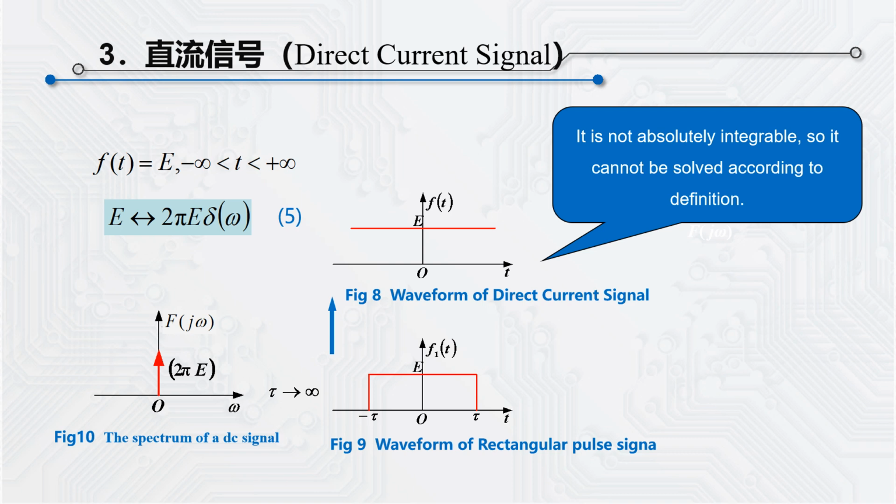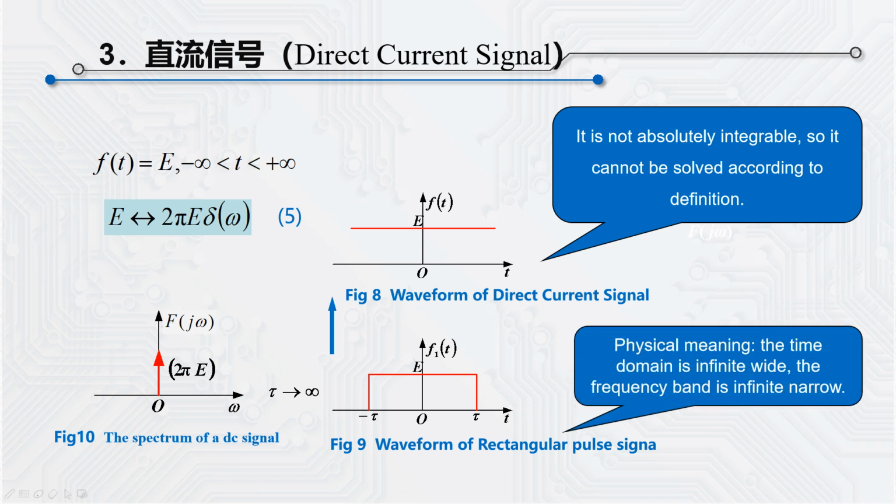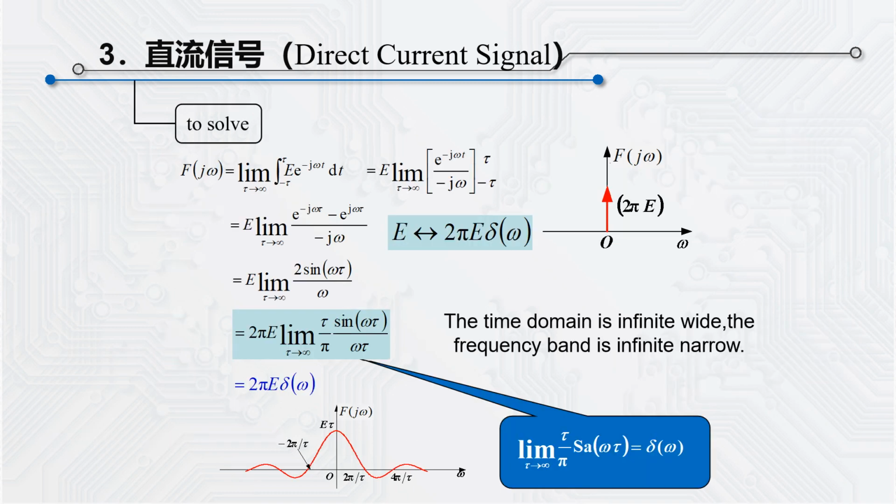Obviously, the spectrum of DC signal changes according to the law of impulse function. But what is its physical meaning? Obviously, the frequency band of a signal with infinite time domain width becomes infinitely narrow. In special cases, when E equals 1, the Fourier transform is 2 pi delta omega as shown in Formula 8. As for the derivation of spectral density function of DC signal, you can learn it after class.